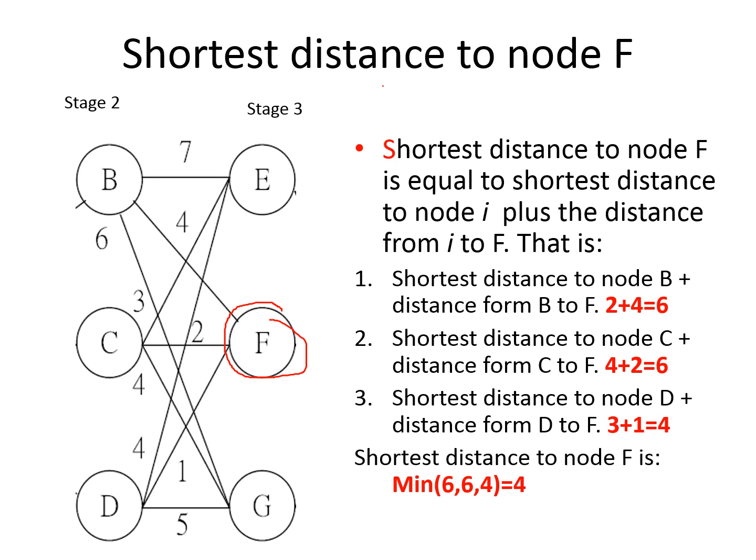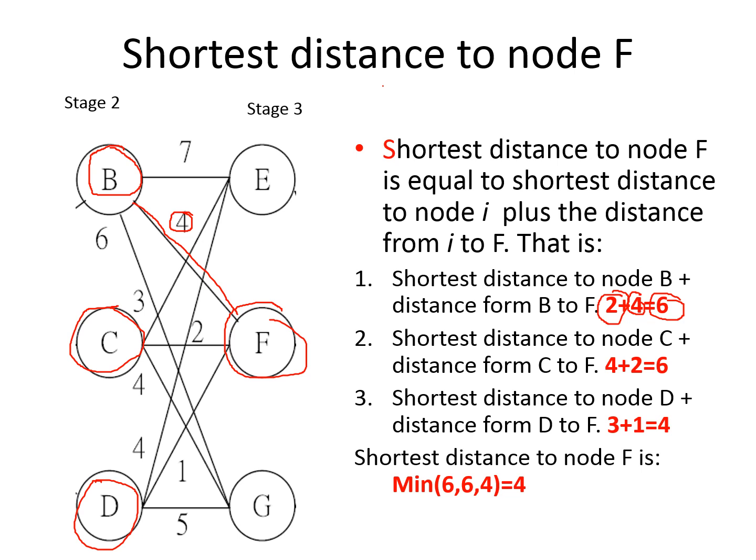So if we are in state F, we have to repeat the same calculations like we did for state E. In stage 3, you could be coming to state F from stage 2 from 3 possible states: node B, state C, and state D. The distance to node F through B is the shortest distance to B, which is 2, from A to B, plus the distance from B to F, which is 4. Here's the 4. So the distance is 6.